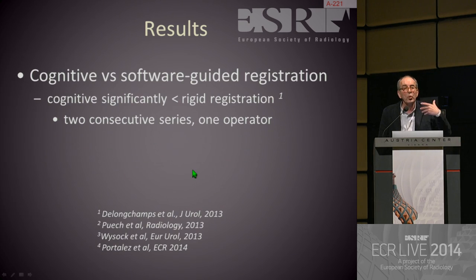So the problem is which is good? Are we better with the machine? Is the software better than our brain to target the lesion? One study showed that cognitive registration performs significantly less well than rigid registration, but the study was criticized because it was 2 consecutive series of patients. The patient was not his own reference.